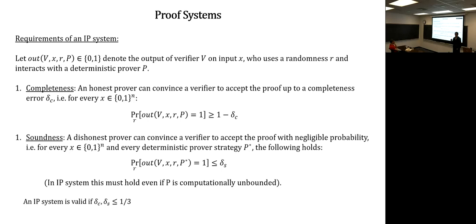The soundness property means that if the prover is dishonest and tries to convince a verifier to accept a proof, then this can happen only with negligible probability. In an IP system, this is smaller than a third.